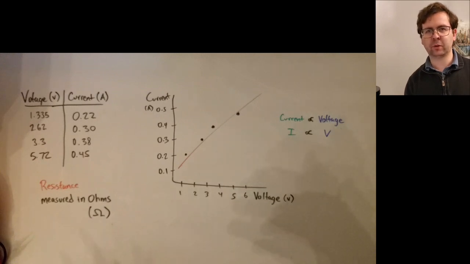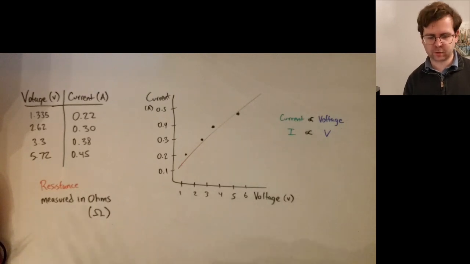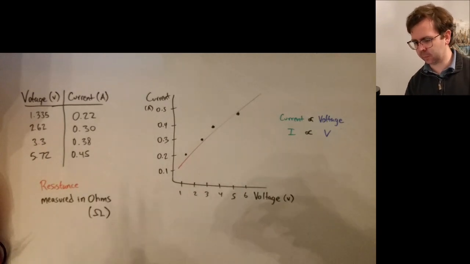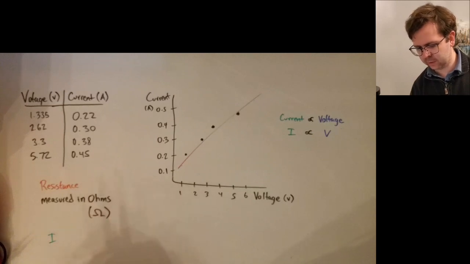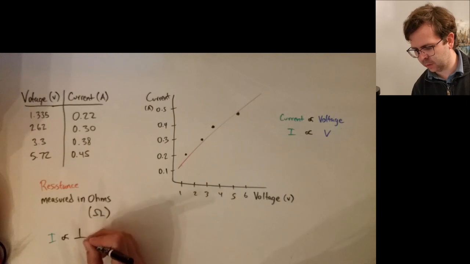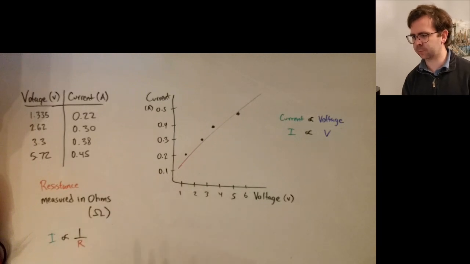And the resistance in a circuit, if you have twice as much resistance, you're going to have half the amount of current. It's another proportional relationship. This time it's inversely proportional. So if you double the resistance, you get half the current. And so to write that in mathematical terms, the current is inversely proportional to the resistance, or in other words, the current is proportional to the inverse of resistance.